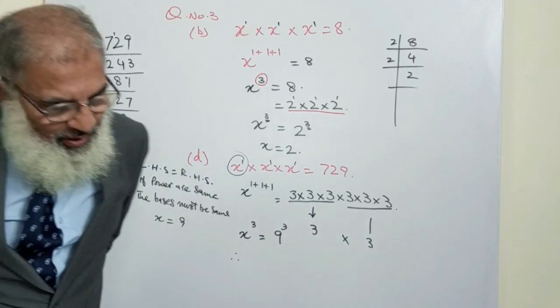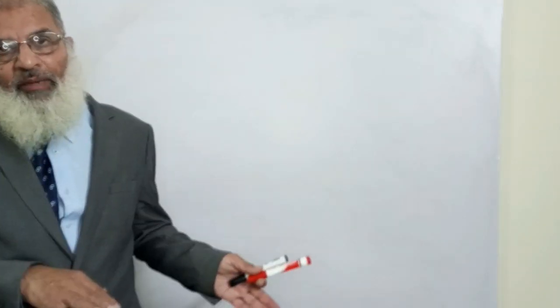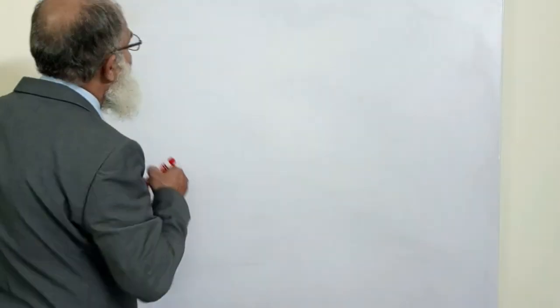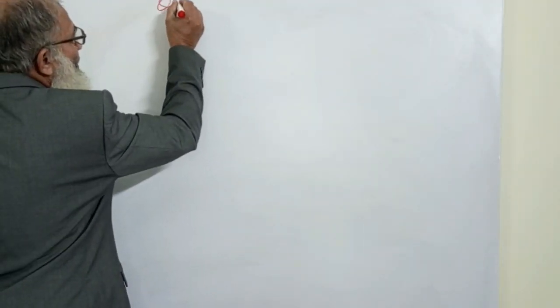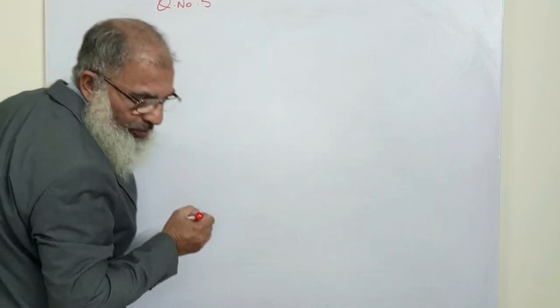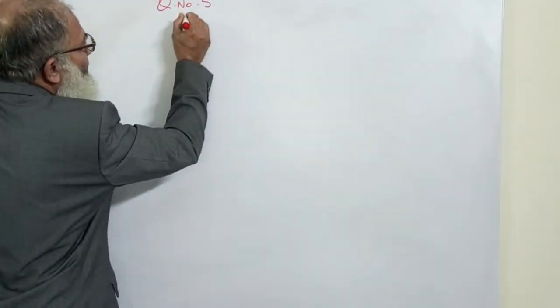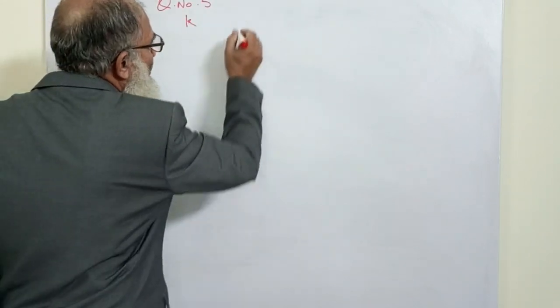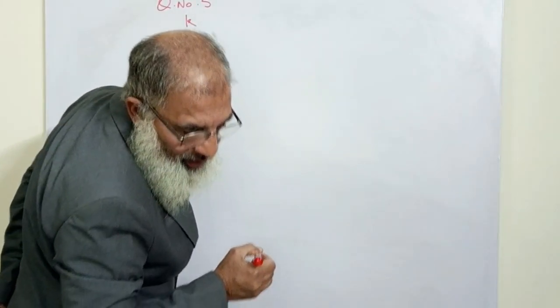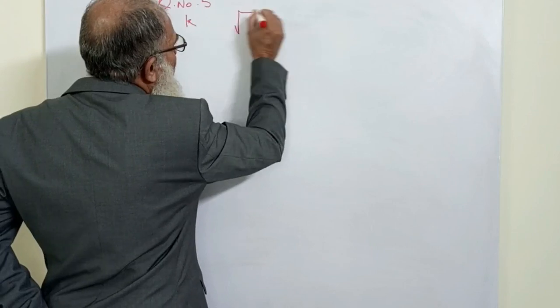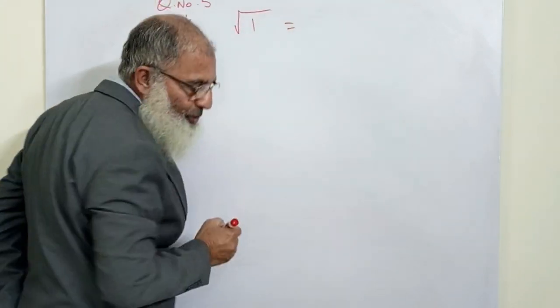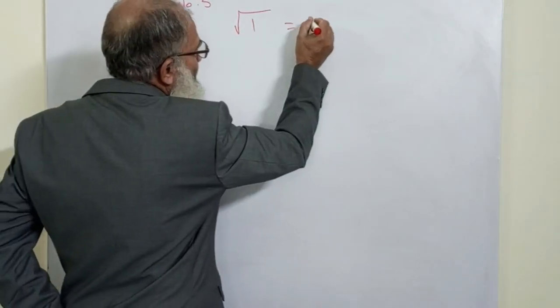Let's proceed to the next part. Now, my dear students, I will do the reverse of this same process that I did in the two parts. Now there is an interesting question, and that is question number 3 again, and the part is K. Now what does it say? Root of 1 is equal to x.